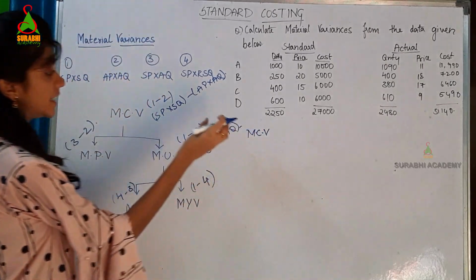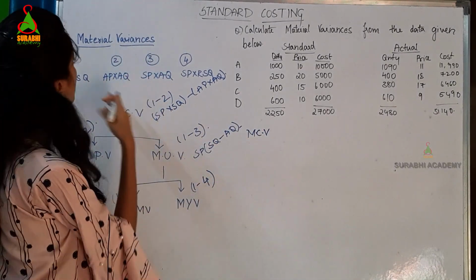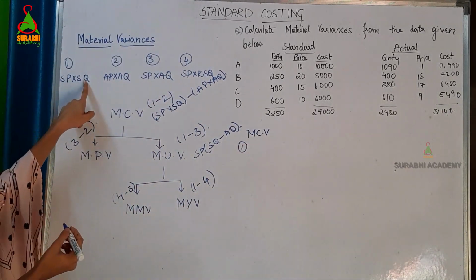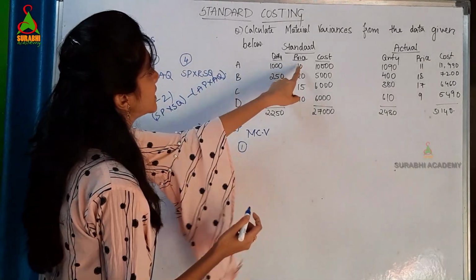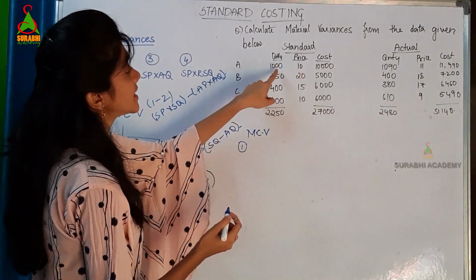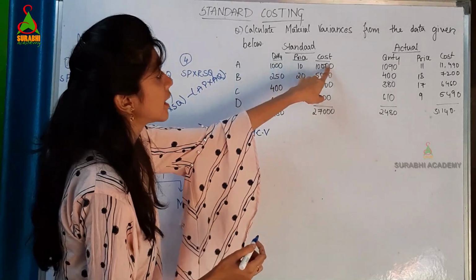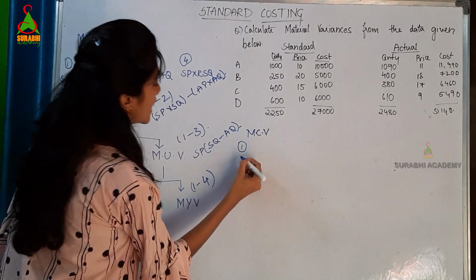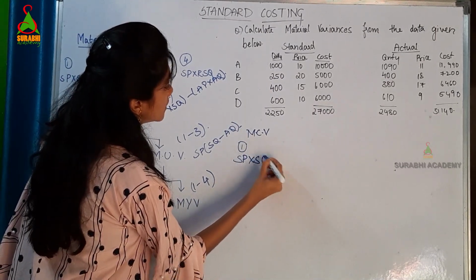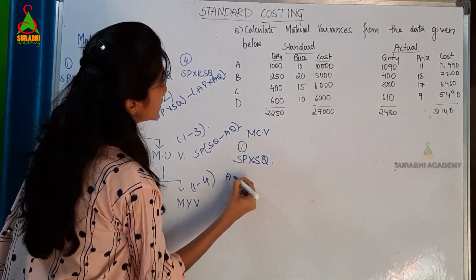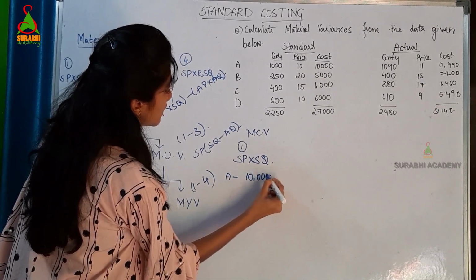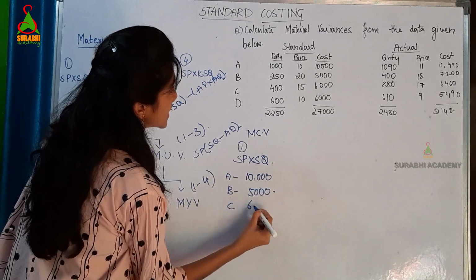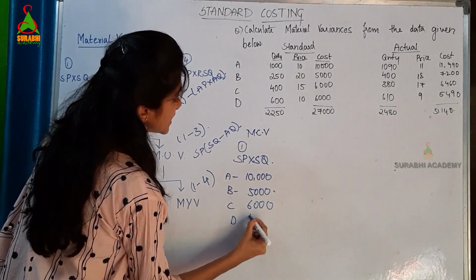Before finding out this material cost variance, first we have to write our steps, right? What is the first step? Standard price into standard quantity. Now what is the standard price? 10. What is the standard quantity? 1000. 10,000 cost. Cost already calculated here, so no need to write now, okay? SP into SQ: 10,000, already given, you can write as it is. 5,000. 6,000. 6,000 again.